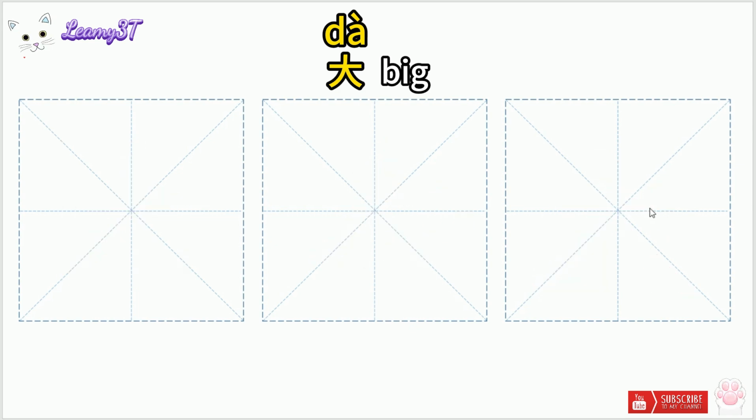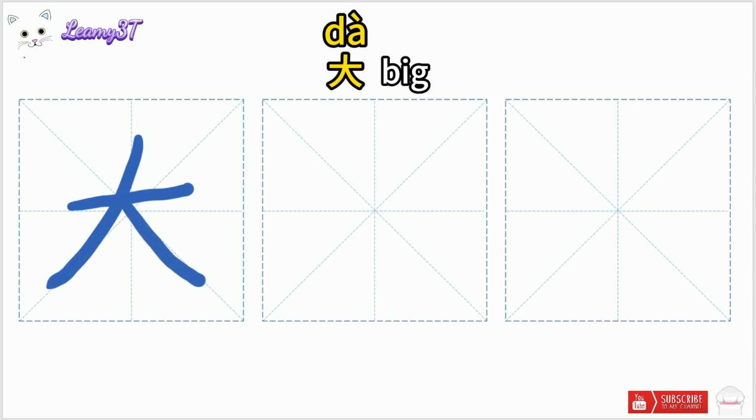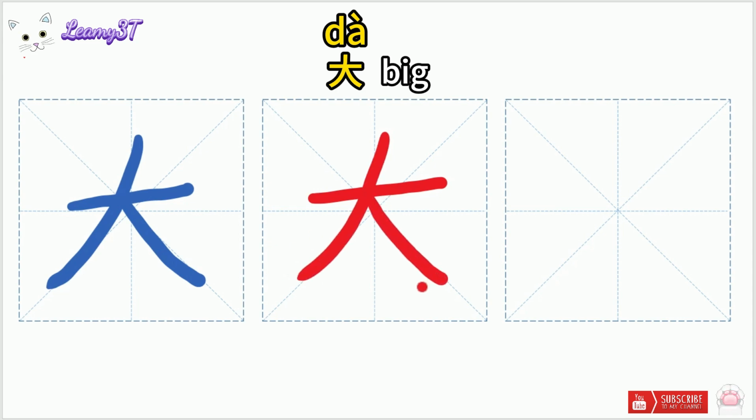Okay, so let's write together one more time. Héng, you can go up. 撇, what's your angle? Connect 捺. Very good. One more time. héng, 撇捺. Make sure the whole character is in the center of the grid. One more time. héng, 撇捺.